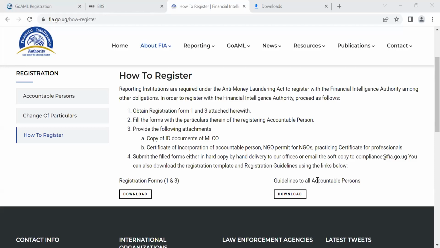We just fill in the forms. I don't understand that question. Is it Form 1 and 6 or 3? Form 1 and 3. After tapping on attachments, what do you do after that?